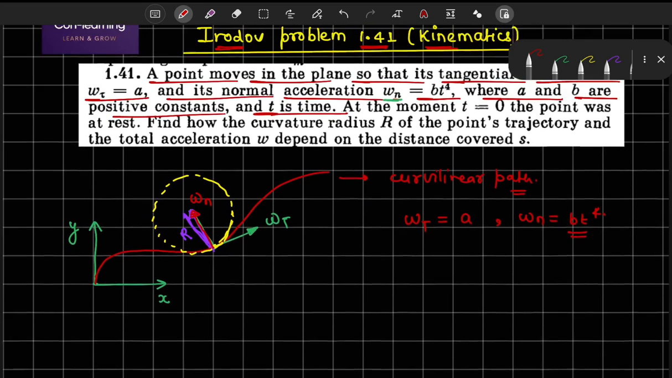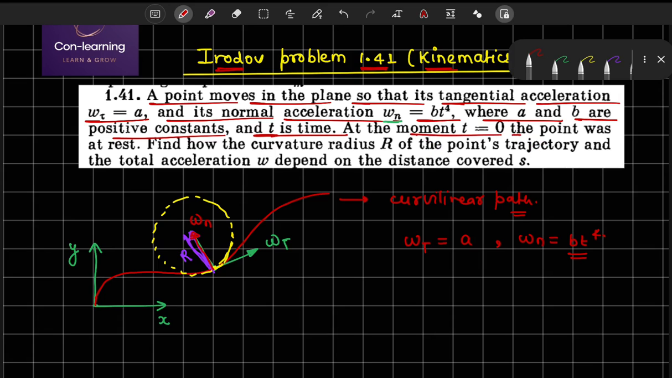It is also saying that at the moment t is equal to 0 the point was at rest. That means at t is equal to 0 velocity is equal to 0. And the problem asks us to find the curvature of the point's trajectory and the total acceleration w in terms of the distance covered s.